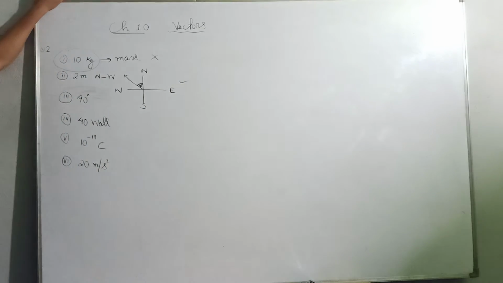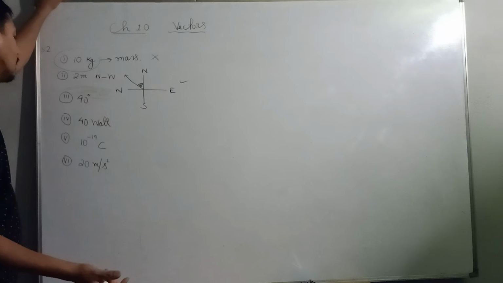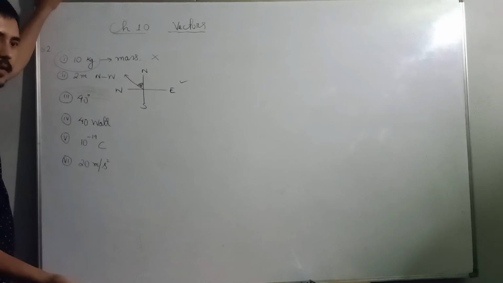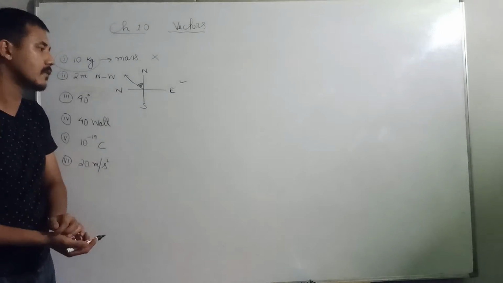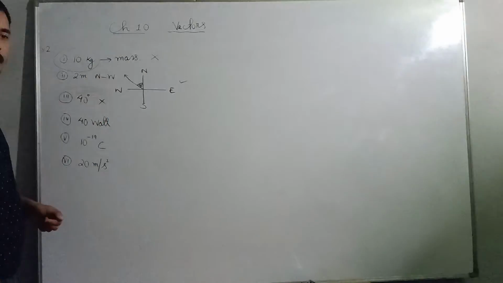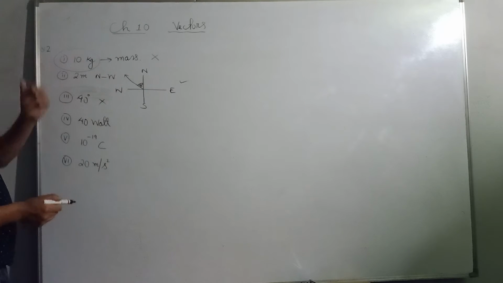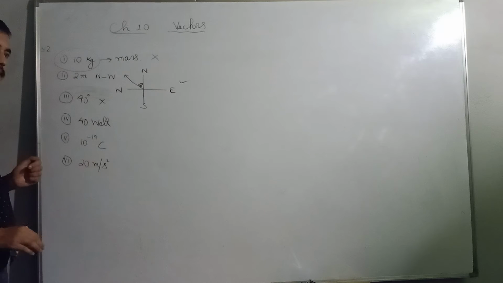Third one, 40 degree. No direction is specified. Only a value. How much? 40 degree. Right? So it is not a vector quantity because no direction is specified. Only the magnitude.